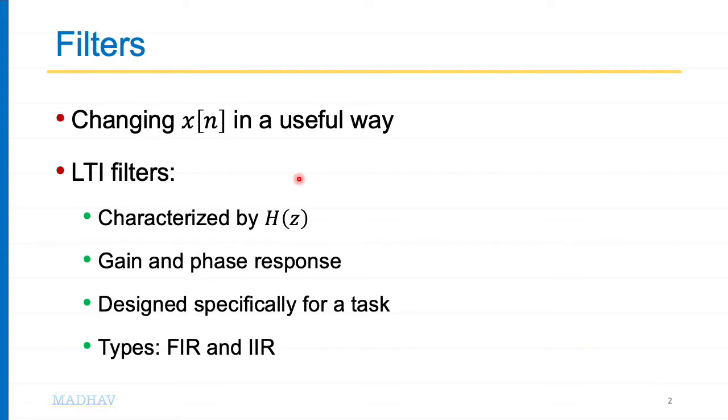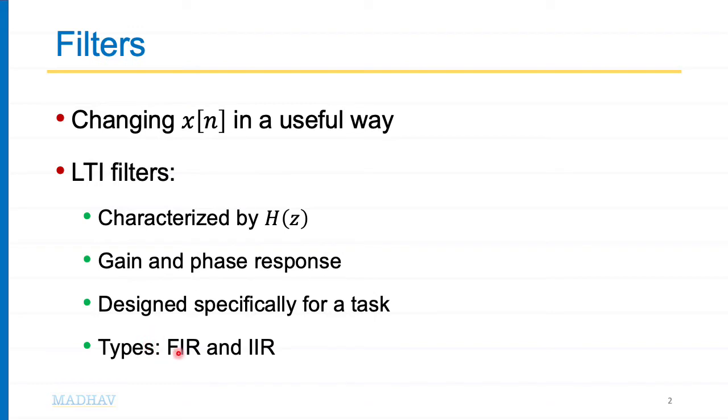We can design that. So this h of z, as you have seen, has a gain, and gain means the magnitude response, and a phase response. These two things we have seen, and then we can design my h of z specifically for a particular task. Task here means in what way do I want to change x of n.